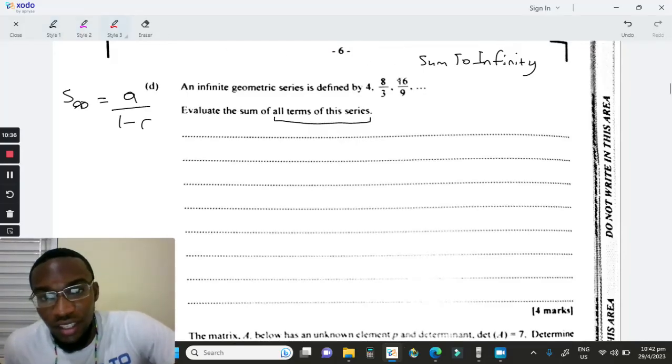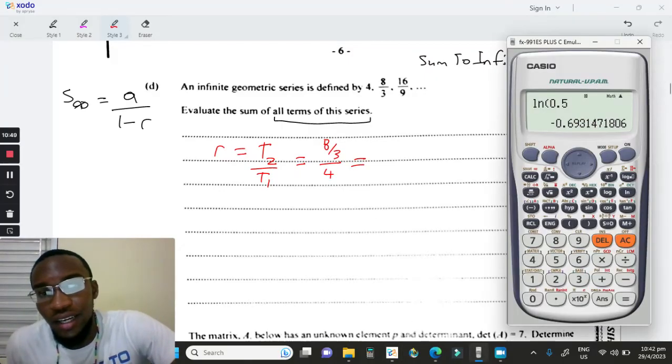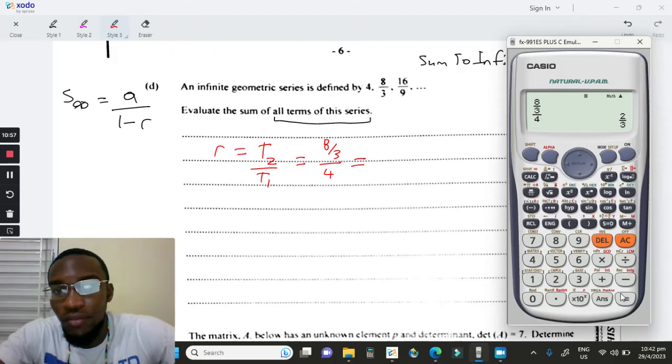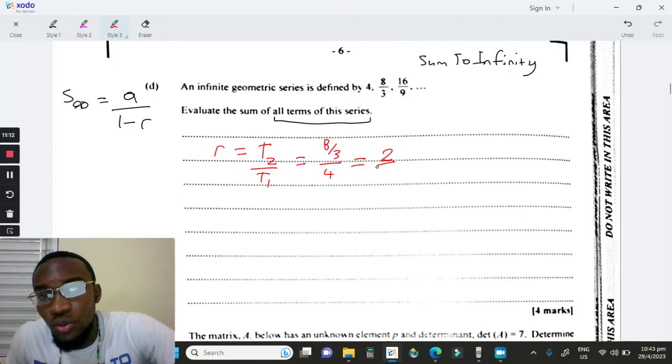So first thing, let's find the common ratio. The common ratio, remember, is the second term divided by the first term. So it's equal to 8 over 3 divided by 4. I'll put that in the calculator. So put in 8 over 3 divided by 4. I'll plug that in, we'll get 2 over 3. Or you could even use the third term, 16 over 9, divided by the second term, 8 over 3, and you'd still get the same 2 over 3. So the common ratio is just 2 over 3.